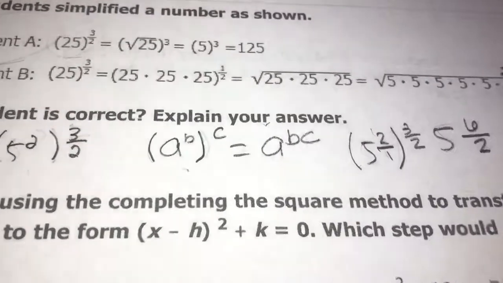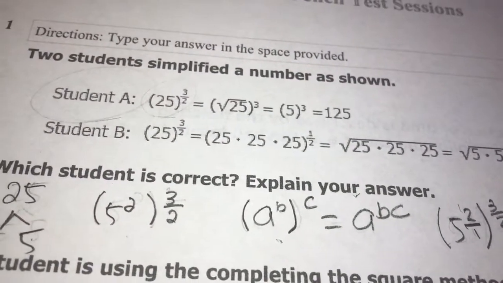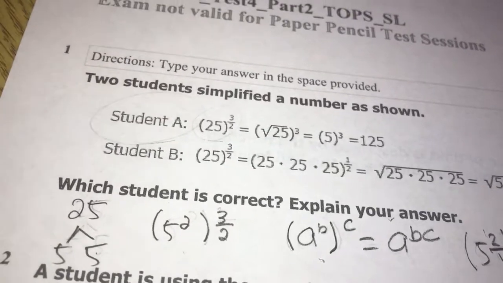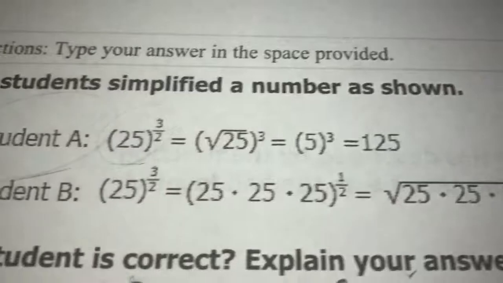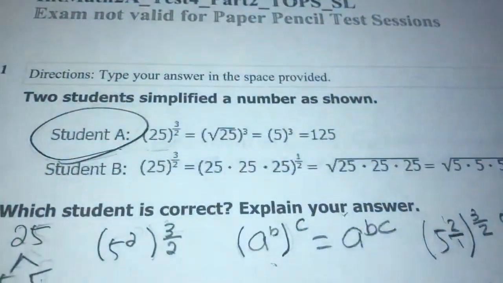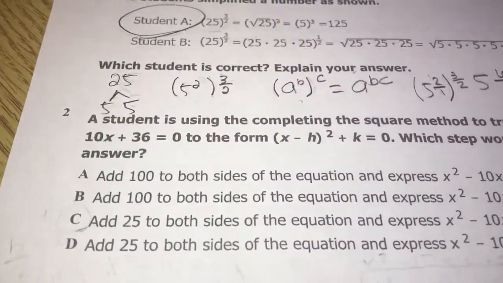And 6/2 reduces to 3. So that'd be 5 to the 3rd power. And 5 to the 3rd power equals 125. Therefore, student A is correct. Okay, so for number 2, you're going to solve this by completing the square.